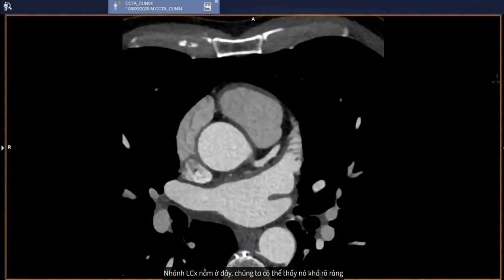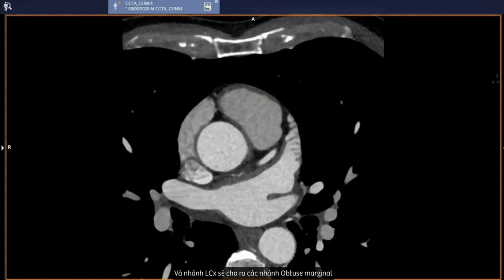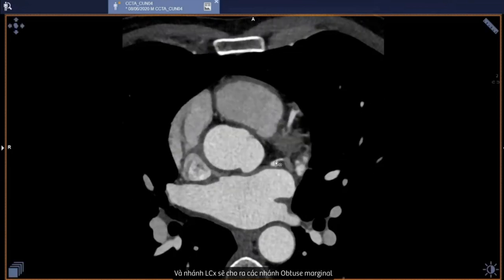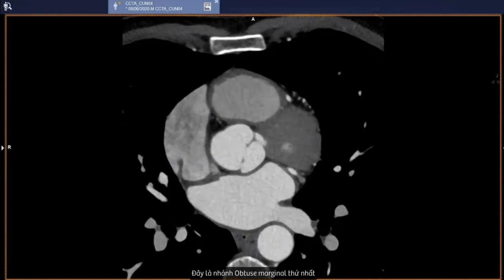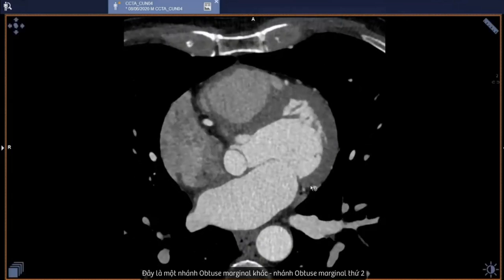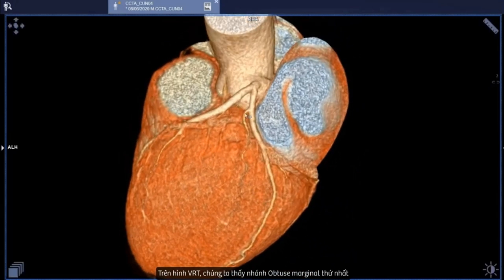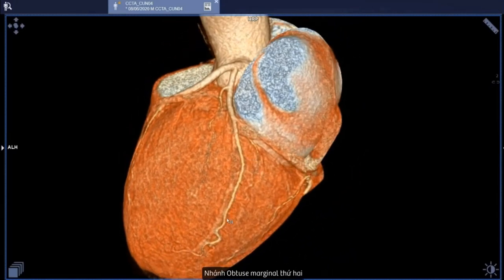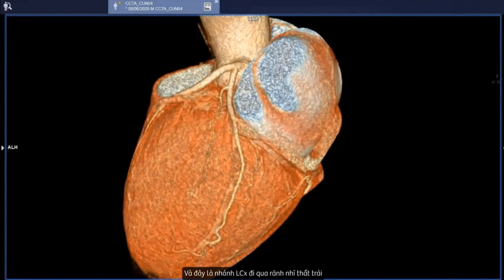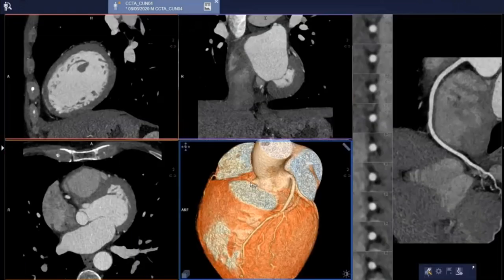The circumflex artery is coming here, you can find it very nicely, and the circumflex artery gives off obtuse marginal branches. Here you see the first obtuse marginal branch, here you see another marginal branch, it will be the second obtuse marginal branch. In the volume render reconstruction, we see the first obtuse marginal branch and the second obtuse marginal branch, and this is the native circumflex coming in the left atrioventricular groove.